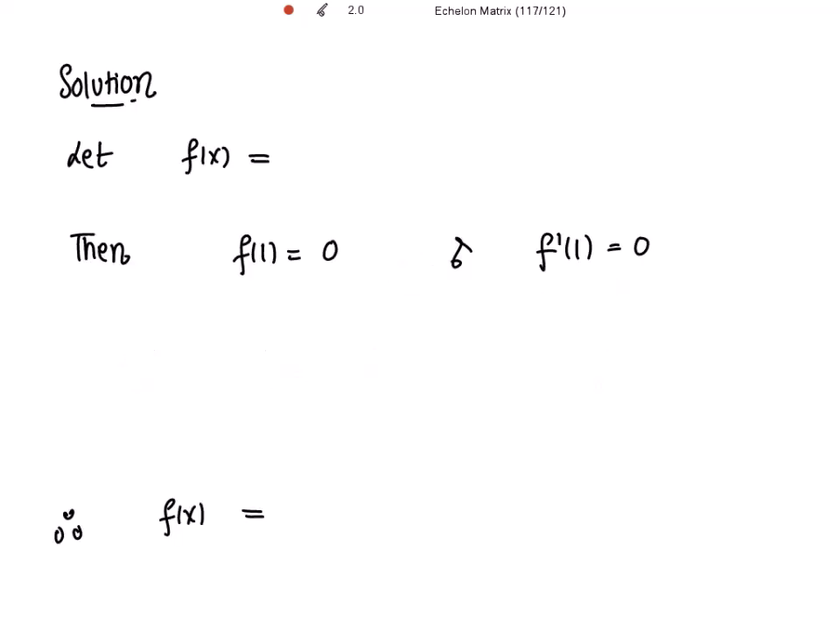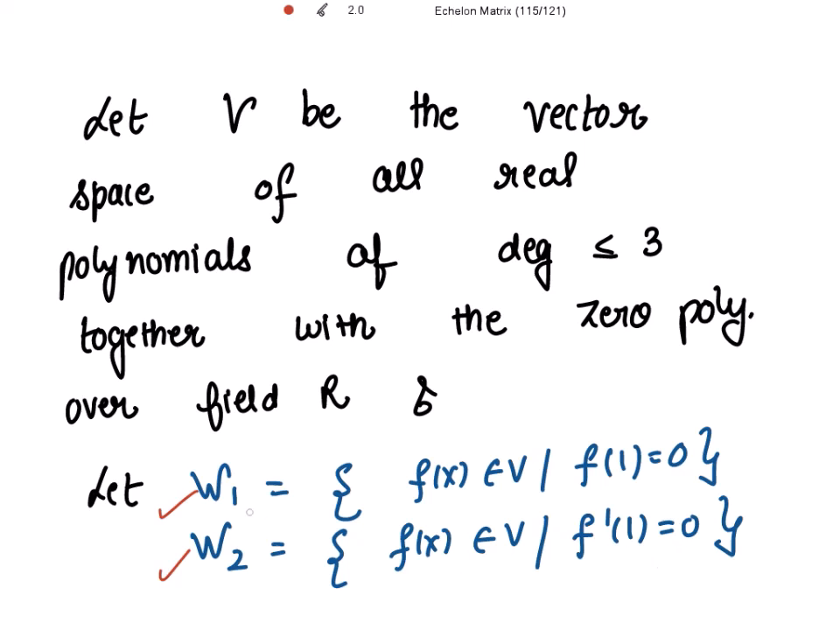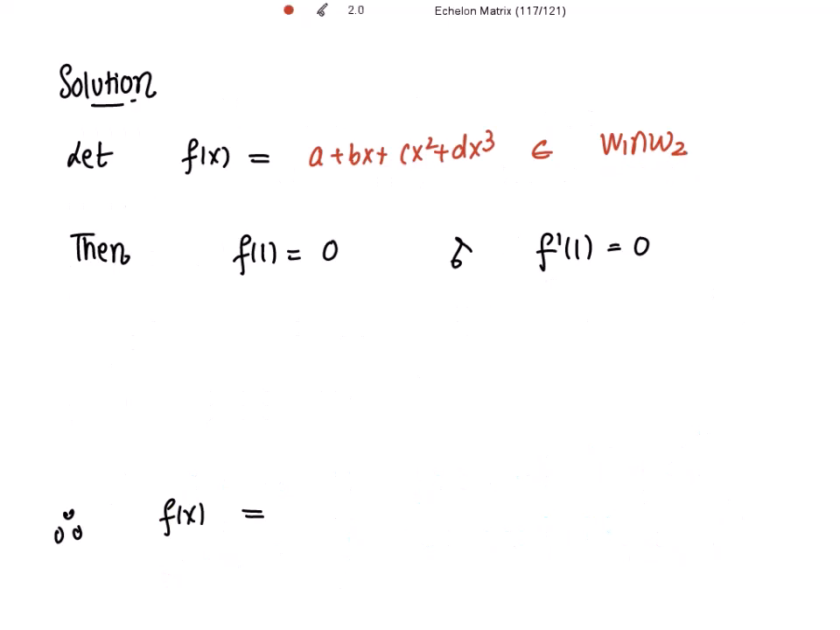So let's take one polynomial from their intersection, and let that polynomial be a + bx + cx² + dx³ belonging to their intersection. Why did I stop at x to the power 3? Because V is the vector space of all real polynomials whose degree is less than or equal to 3, so we stop here. What are the conditions? For W1, f(1) = 0, and for W2, f'(1) = 0. Because we are working on the intersection of the subspaces, we need both conditions.